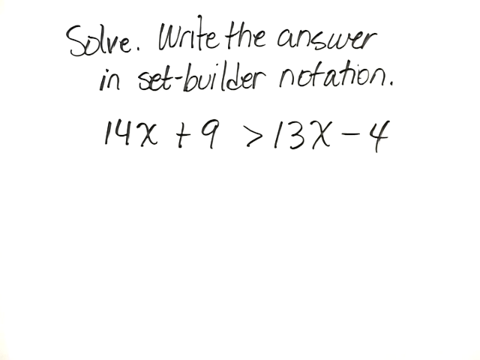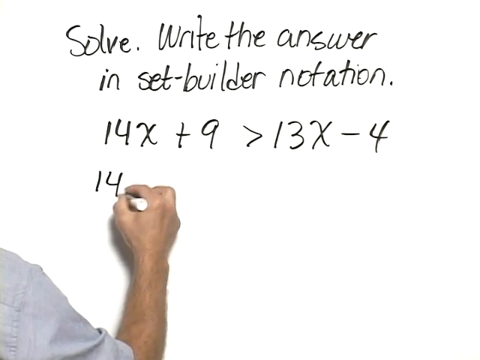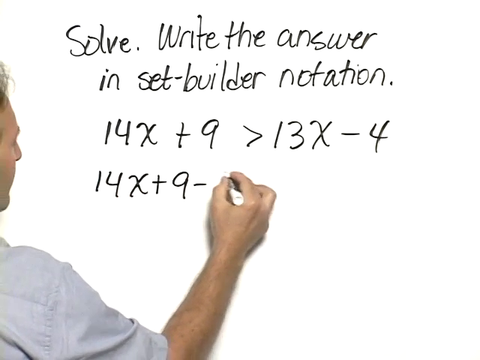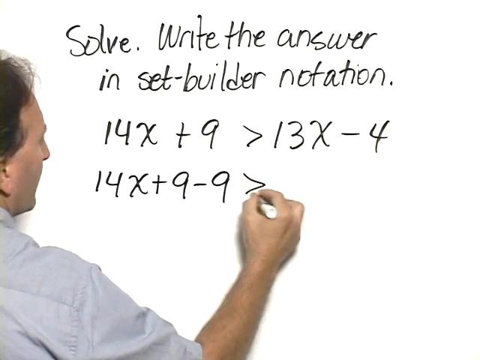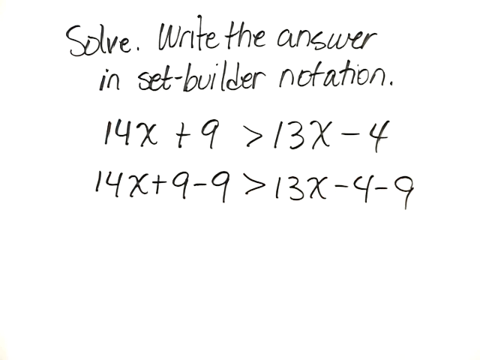Solve. Write the answer in set builder notation. 14x plus 9 is greater than 13x minus 4. We'll begin this problem by subtracting 9 from both sides. 14x plus 9 minus 9 is greater than 13x minus 4 minus 9.